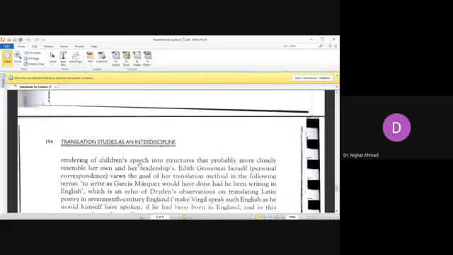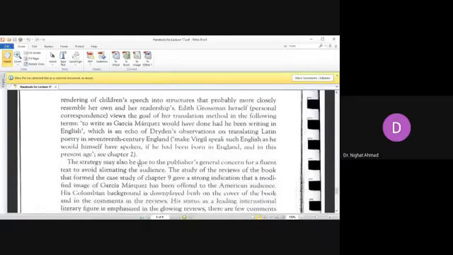Then there is the rendering of the child's speech into structures that probably more closely resemble her own, under the leadership of Edith Grossman herself. She views the goal of a translation in the following terms: what Garcia Marquez would have written had he been writing in English. This echoes Dryden's observations on translating Latin poetry in seventeenth-century England: make Virgil speak such English as he would have spoken. Remember, when we were doing Dryden's work, I quoted this: make Virgil speak such English as he would himself have spoken if he had been born in England.